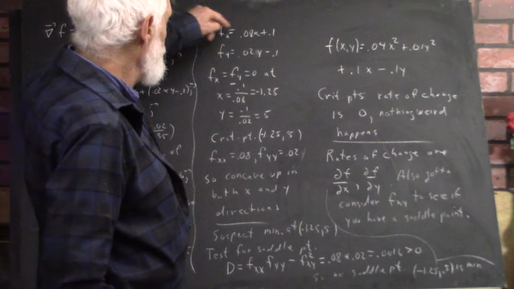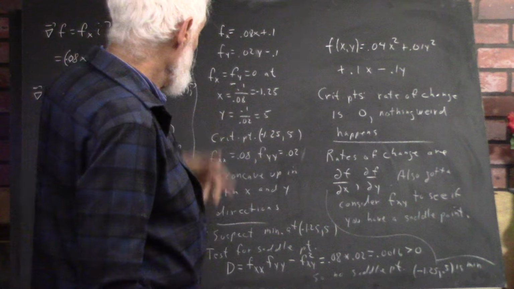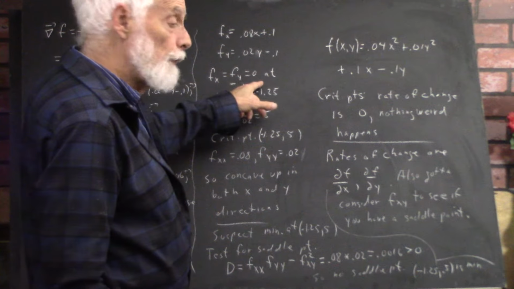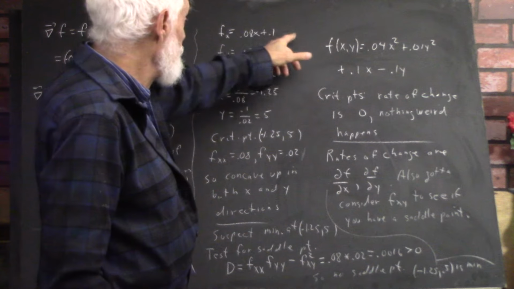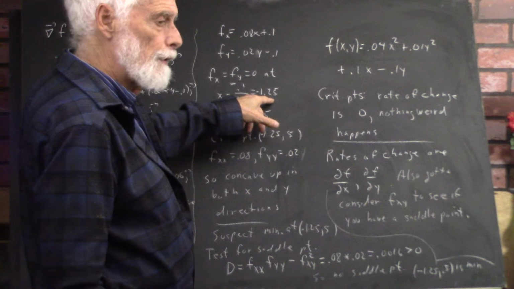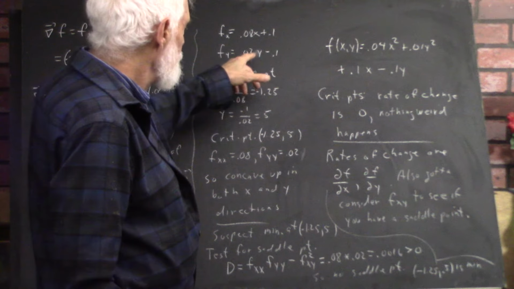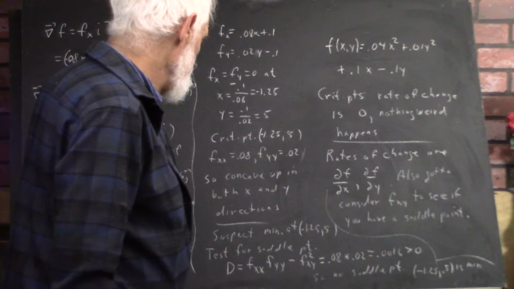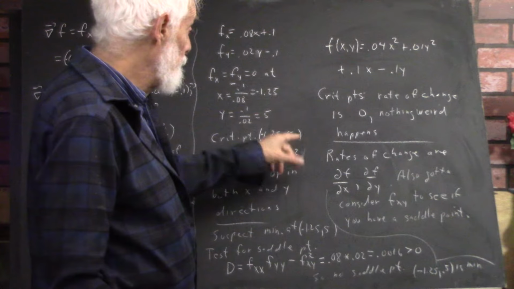So the x derivative is this, the y derivative is this. I don't have to read it to you. You've taken those derivatives, and you can see it, and they're very simple. So f_x and f_y are both 0 at what points? Well, f_x is 0 if the sum is 0. That occurs if x is negative 0.1 over 0.08, which is negative 1.25. And f_y is 0 if 0.02y equals 0.1, y equals 0.1 over 0.02, which is 5. So your critical point, we got it right away, is (-1.25, 5).